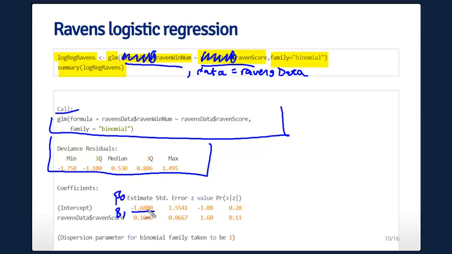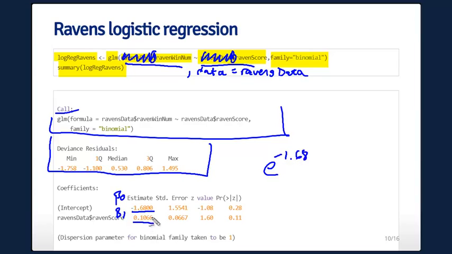This is the log odds of the Ravens winning when they score nothing. So of course that's negative. When they score nothing, you wouldn't expect them to win. And if you wanted the actual odds of them winning, you would have to do e to the negative 1.68.